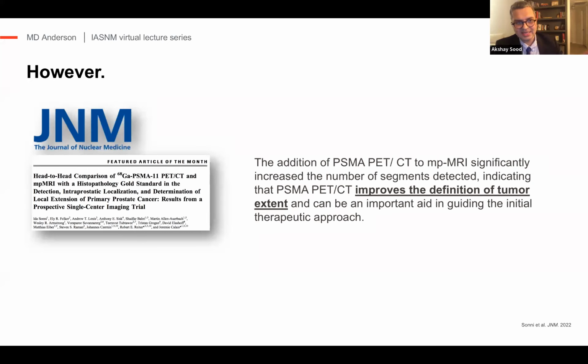So like I said, with all that said, does PSMA scan still have any value in the setting of when we are trying to look at intraprostatic lesions? What the Soni et al. paper, which I discussed previously, did see is that although it did not increase the detection rates as such, it does improve the definition of the lesion extent, meaning how big of a lesion it is, and is it crossing the midline of the prostate, and is it crossing into different segments?